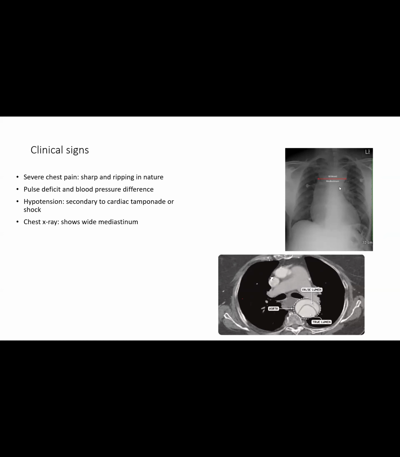For aortic dissection, the chest x-ray shows a wide mediastinum, basically above 8 centimeters, and this is a CT scan. Normally this region here is the true lumen, and this is shown as the false lumen of the aorta. So this is how it looks on a CT scan.